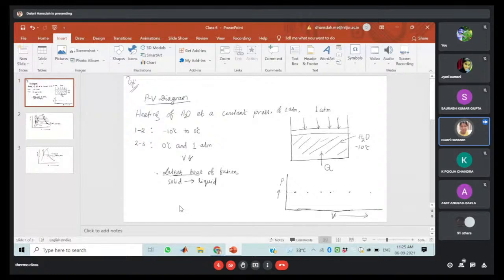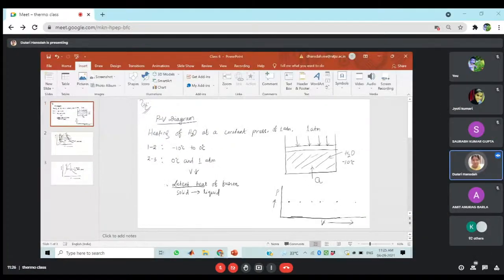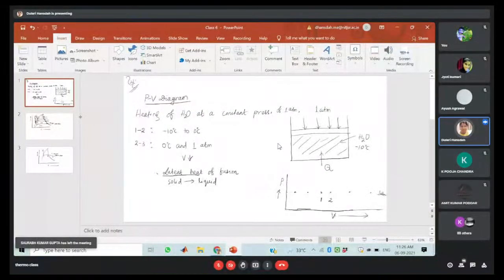Actually, to show this graph clearly, I have kept this distance more, but it should be less than this distance. Got my point? So the 1 to 2 process is an increase in temperature from minus 10 degrees Celsius to 0 degrees Celsius upon heating. Now come to the 2 to 3 process.